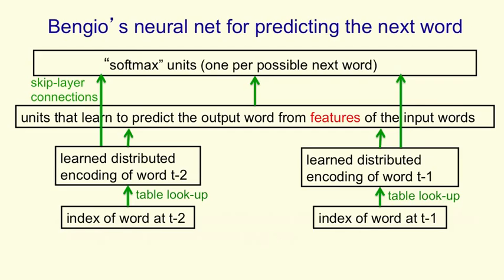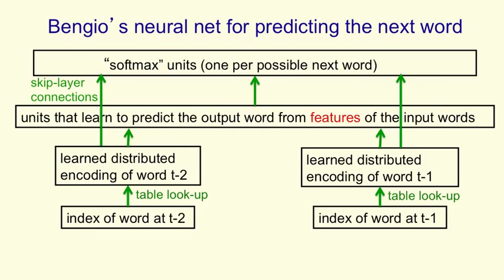One extra refinement that makes it work better is to use skip layer connections that go straight from the input words to the output words, because the individual input words are individually quite informative about what the output word might be. Bengio's model was actually slightly worse than trigrams at predicting the next word, but it was in the same ballpark, and if you combined it with trigrams, it improved things. Since then, these language models that use feature vectors for words have been improved considerably, and they're now considerably better than trigram models.